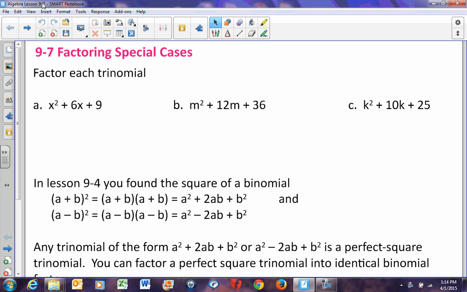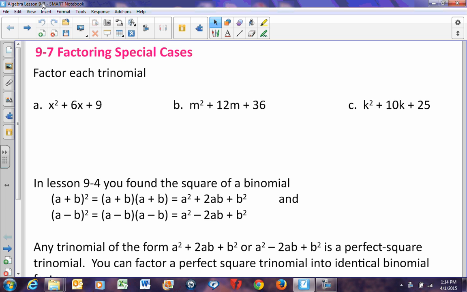Algebra Lesson 9-7, Factoring Special Cases. Now, you can factor special cases just like we factored before, using the forms for x squared plus bx plus c, or the form for ax squared plus bx plus c. Or you could recognize that they're special cases, and that way you'll speed your time up. Either one works as long as you factor them.